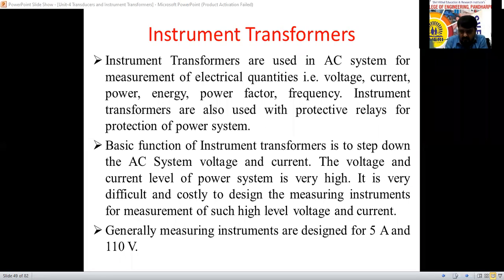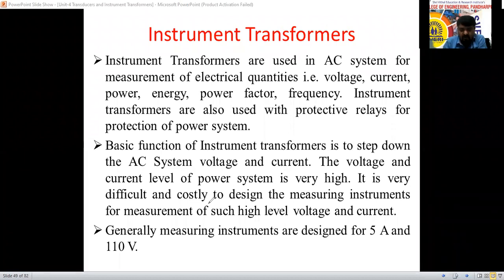Transformer is a static device which converts one form of energy to another form, one form of power to another form. Once again, please. Transformer is a static device.